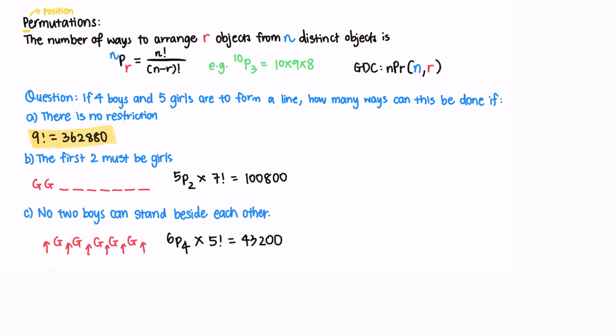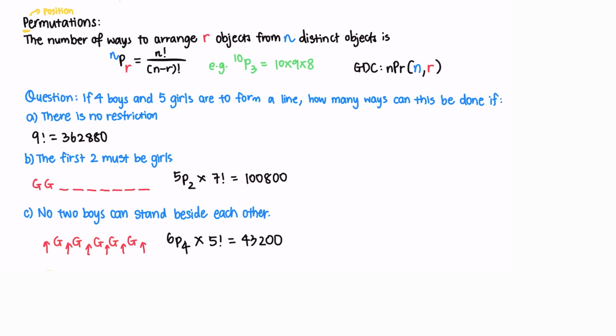For part A, we have 9 factorial because we have 4 boys and 5 girls, but it doesn't matter. So we just have 9 people being rearranged into 9 different spaces. The next one, 5p2 over here is when we take the 5 girls and arrange them into 2 different spaces. So this is just 5p2 and then times 7 factorial because the rest of the 7 can be rearranged however you want as long as it's in this line.